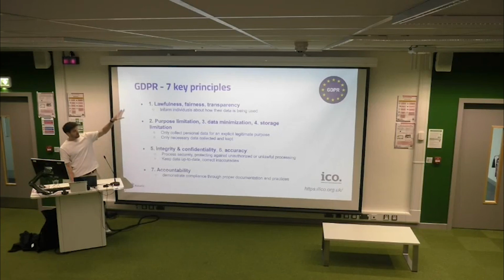So GDPR is underpinned by 7 key principles. 1, lawfulness, fairness, and transparency. So ultimately, if you're processing or storing data about an individual, you have to be very open and transparent about what data you're collecting, why, and the reason you're doing it. There's also requirements around purpose limitation, data minimization, and storage limitation. The idea being you would only collect the personal data you need in order to complete the task required. You don't collect reams of data about someone for no reason.